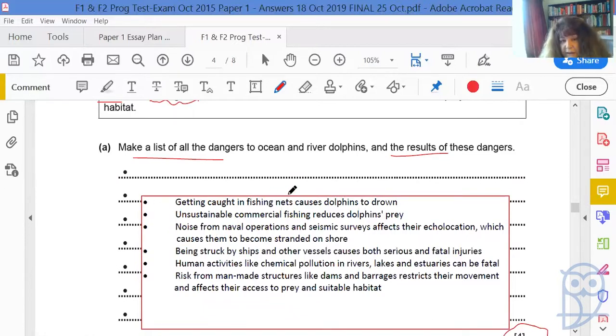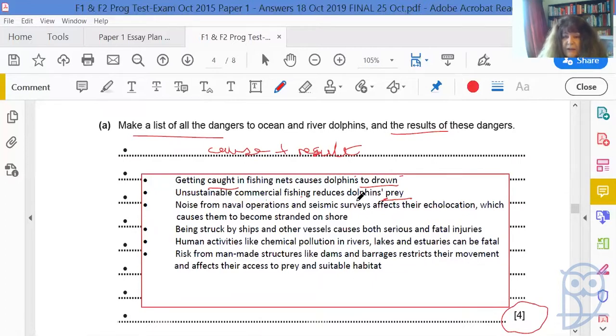Getting caught in fishing nets causes dolphins to drown. Here's what happens, and this is the result. So it's basically like a cause and result. Unsustainable commercial fishing, too much of it, big huge nets, reduces dolphins' prey. It leaves them with nothing if human beings take it all.